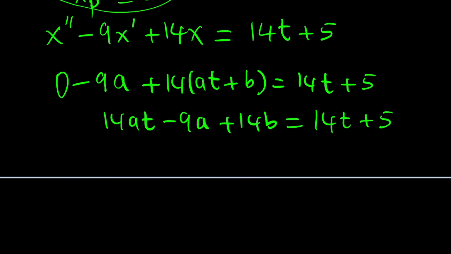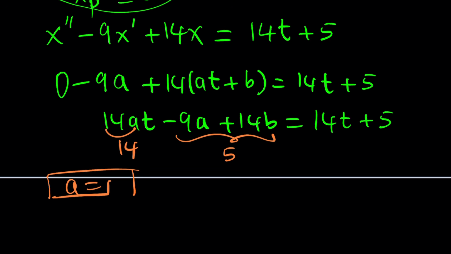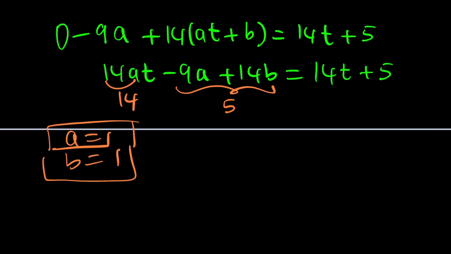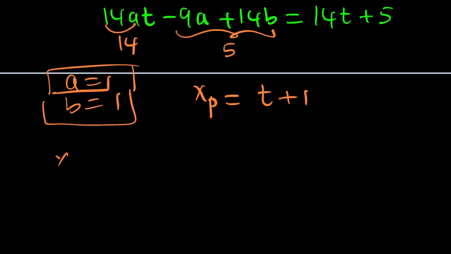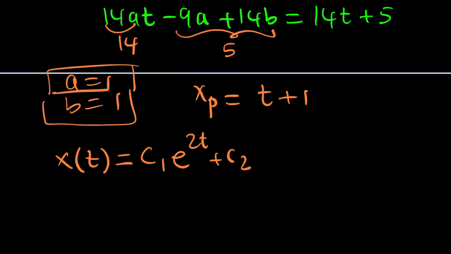Now notice that this is supposed to be 14. So from here, a is equal to 1, right? And then the constant term is supposed to be 5, but a is 1, so b is also 1. Which means x sub p, the particular solution, is t plus 1. Since the general solution is made up of the homogeneous solution plus the particular solution, we put those together: c1 e to the 2t plus c2 e to the 7t plus t plus 1. When you plug it in, you're going to realize that this satisfies the equation.